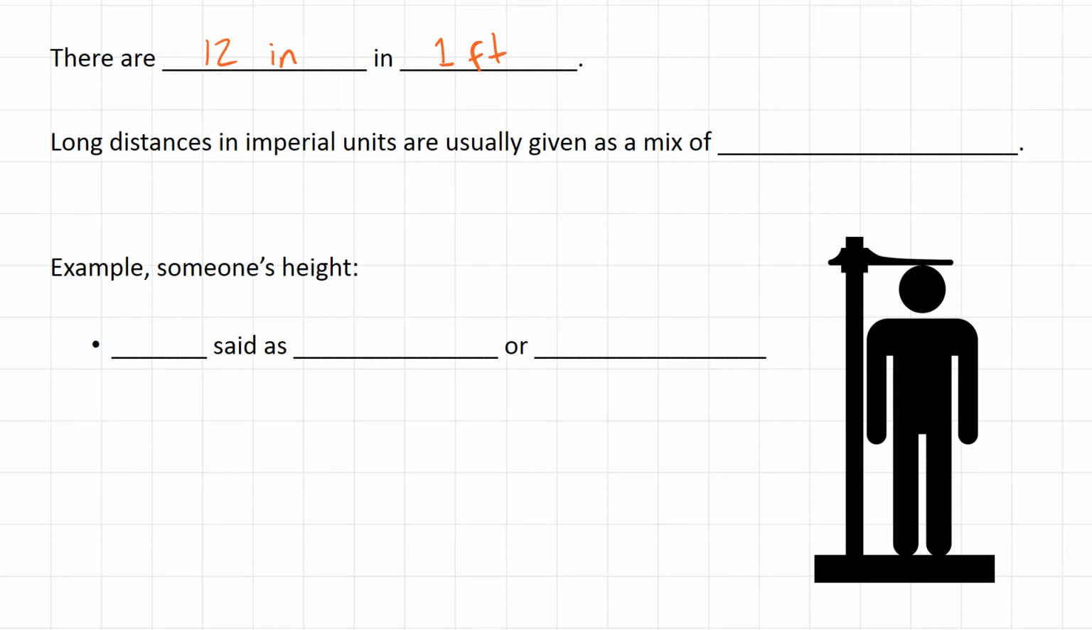When we make a measurement of some kind of longer distance or longer length, then we end up reporting this measurement as a mix of feet and inches. A really common everyday example is someone's height. So for example, someone's height might be given as 5'6", and you'd often see this written as 5, then the single apostrophe for foot, and then 6 inches, inches having that double apostrophe. So that's 5'6". So we'd say that as 5 feet 6 inches.